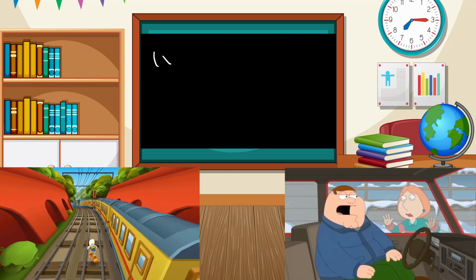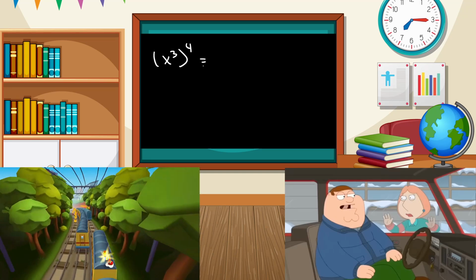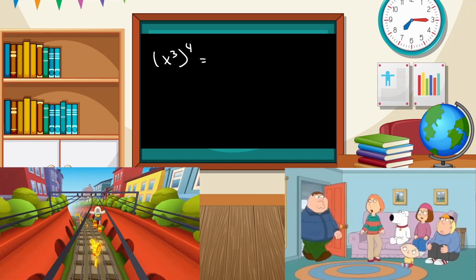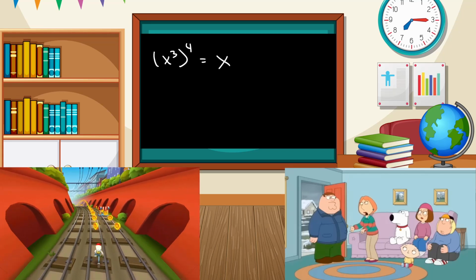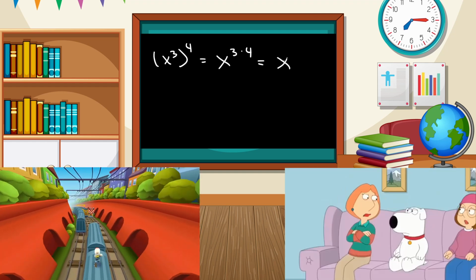Now sometimes, you're going to see these problems where you have an exponent raised to another exponent. In a situation like this, what do you think we need to do? What is x cubed raised to the 4th power? Whenever you raise an exponent to another exponent, you need to multiply those two exponents. So this is really 3 times 4, which is 12.